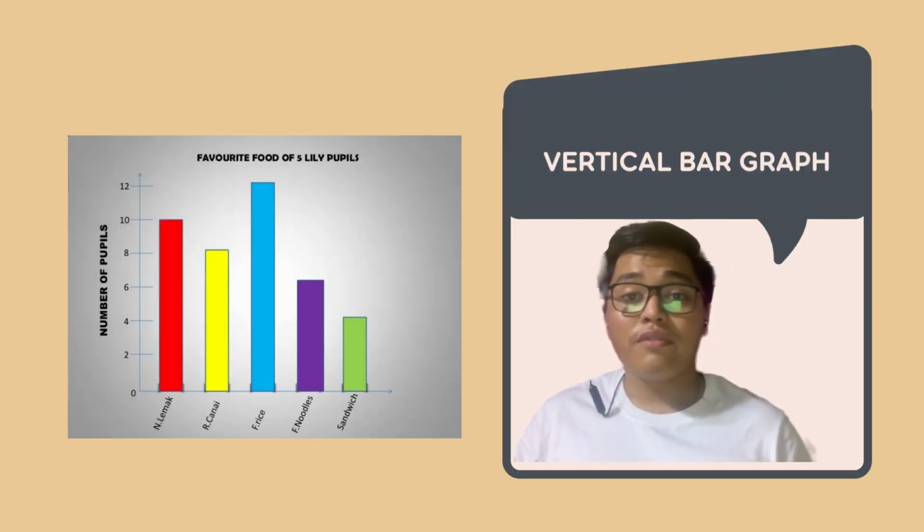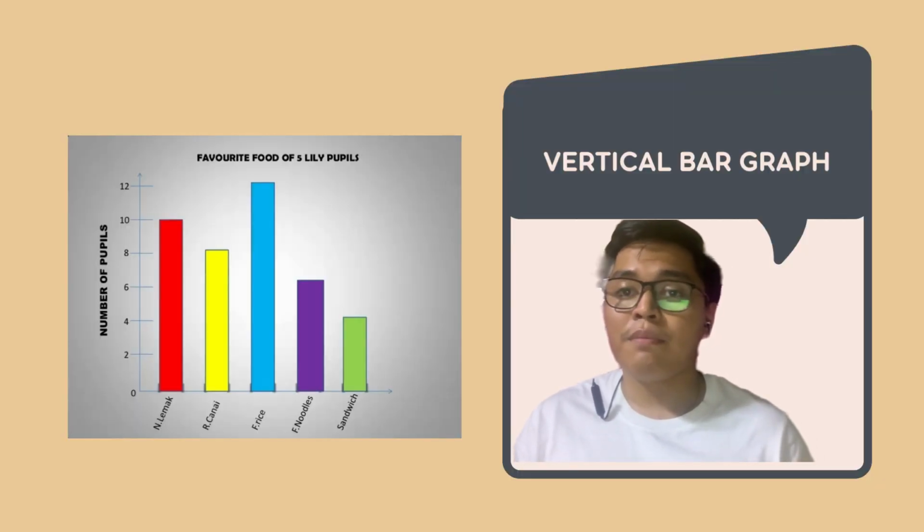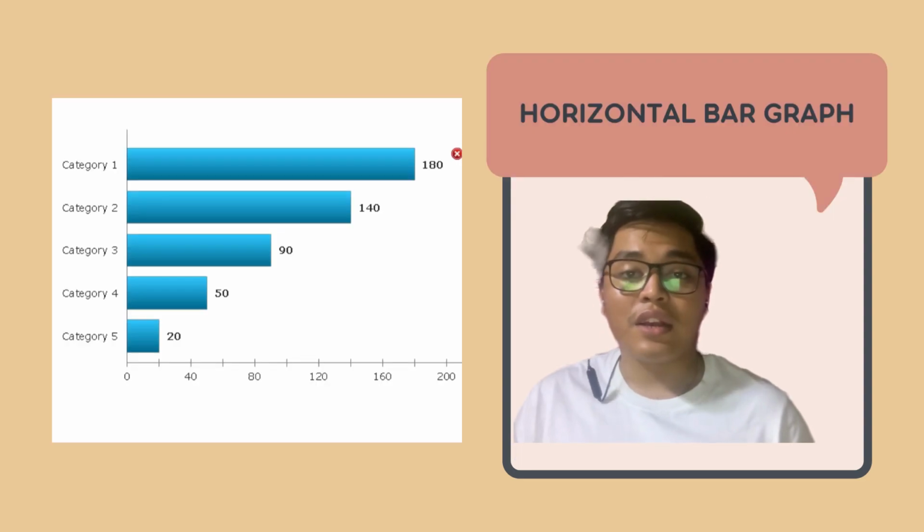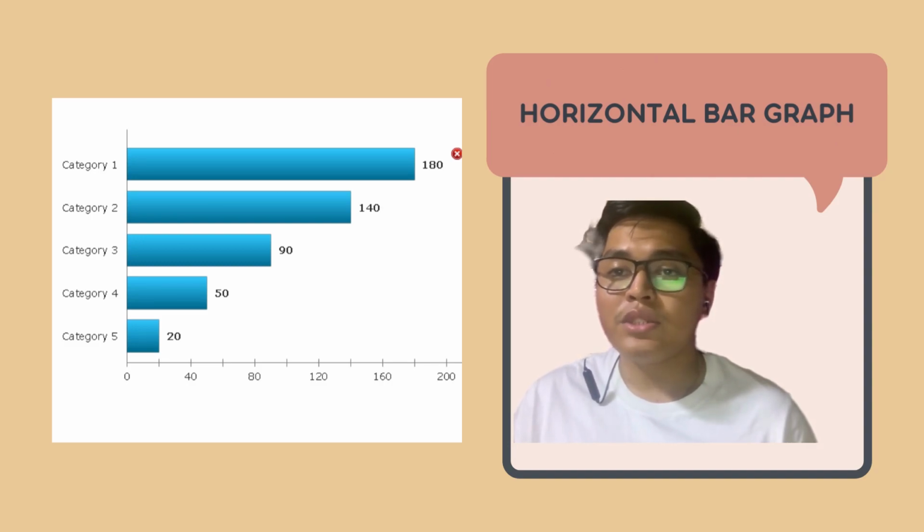Here are the kinds of bar graphs. First is the vertical bar graph. A vertical bar graph, also known as a column graph, is the most common type of bar graph. It shows data with vertical bars of equal width, with the height of each bar representing the value of the data it represents. The second one is the horizontal bar graph. A horizontal bar graph, also known as a bar chart, is a type of bar graph that uses horizontal bars to represent the data. The length of each bar represents the value of the data it represents.